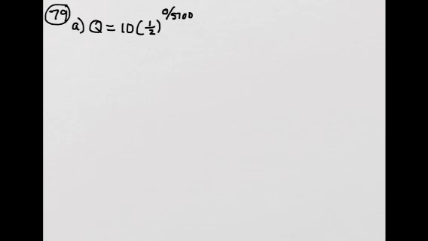For 79, they're talking about radioactive decay of carbon-14, and so they want you to determine the initial amount, so when T is 0. So I went ahead and replaced the T with a 0, and so 0 over 5,700 is 0, so this becomes 10 times 1/2 to the 0 power. Well, we know that 1/2 to the 0 power is 1, so it's 10 times 1, so the answer is 10. In grams, so 10 grams.